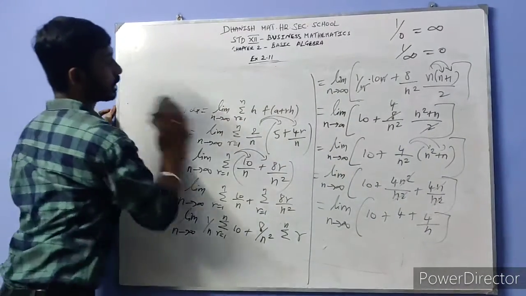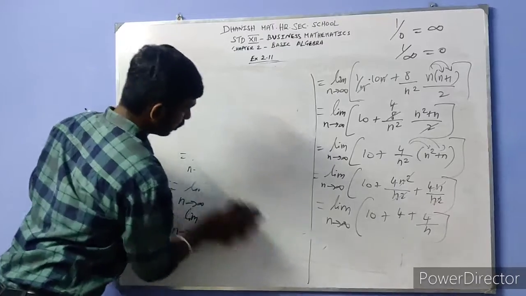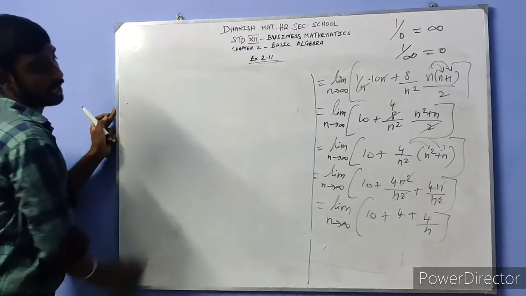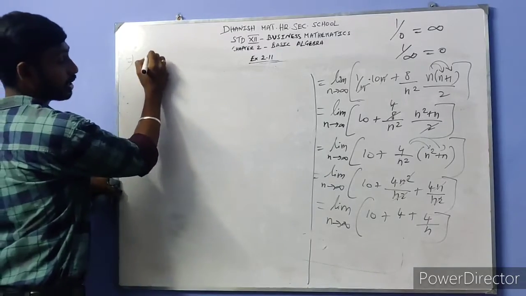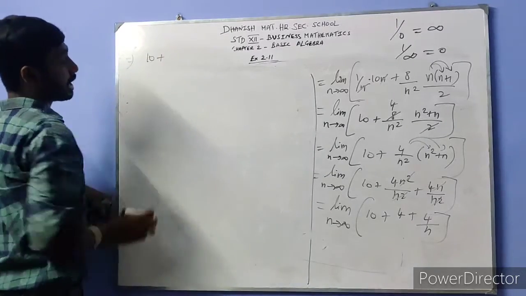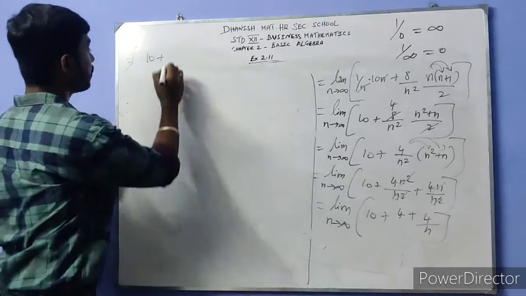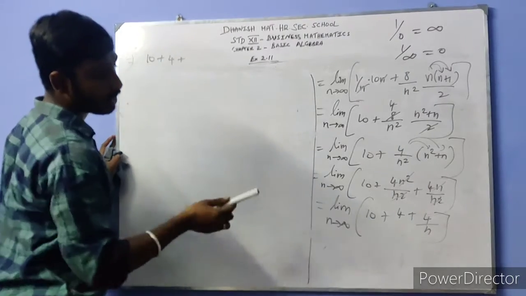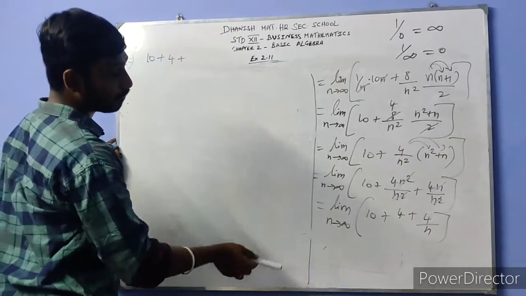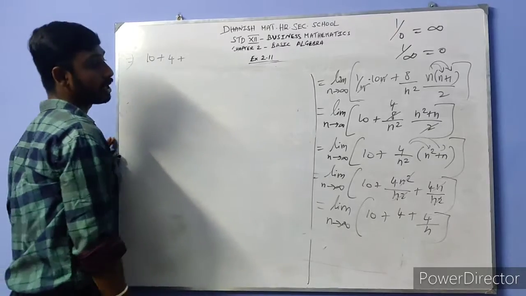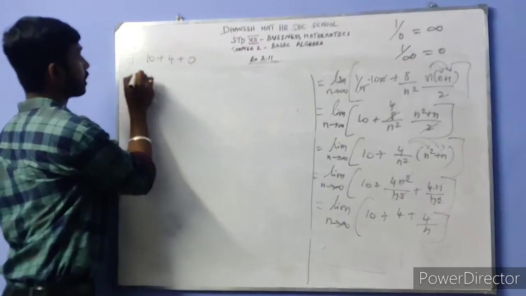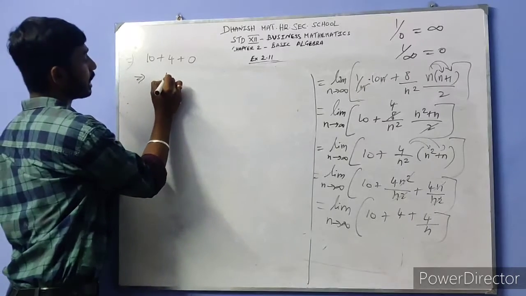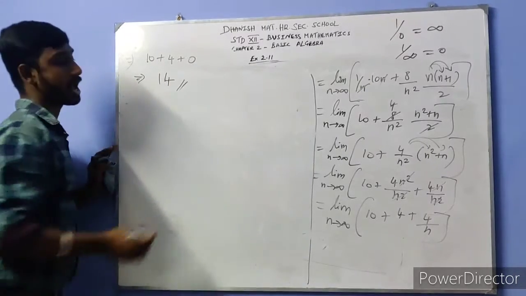Now we are going to substitute the limit value. What is the limit value? That is n tends to infinity. You are getting, no need to write the limit here because we are substituting the limit value. 10 plus 4 plus, what is 4 by n value? That will be 4 divided by infinity, that will be 0 here. You have to put 0 here. What is the remaining value? That is 10 plus 4, that is 14, the answer for this one.